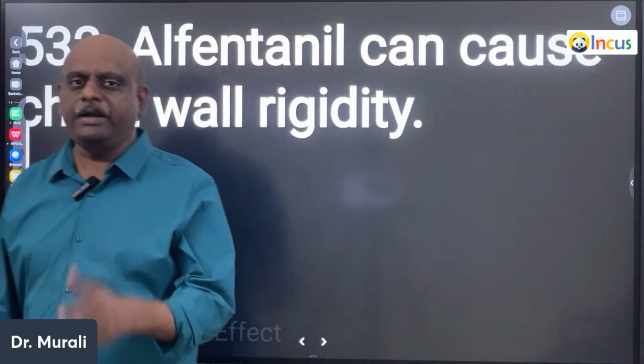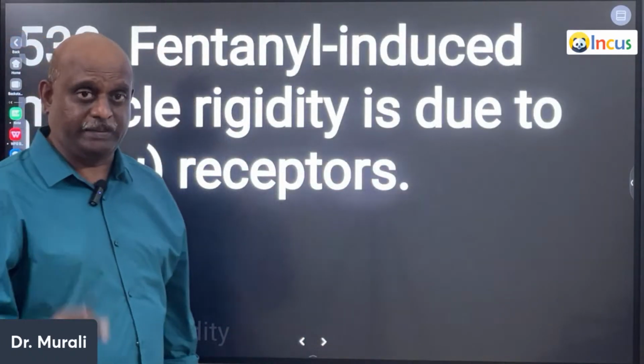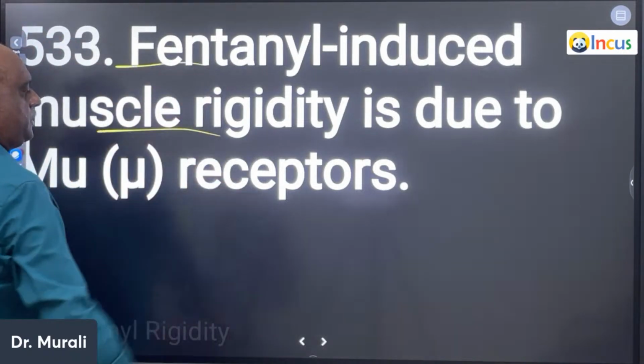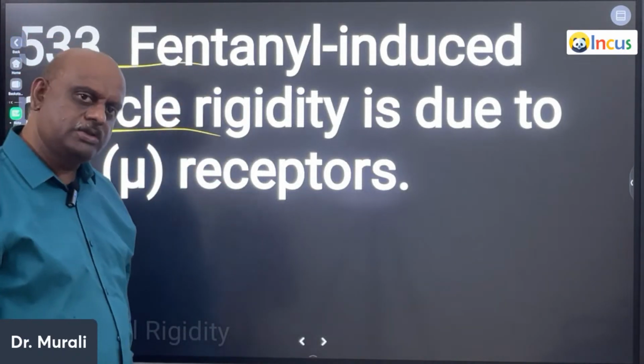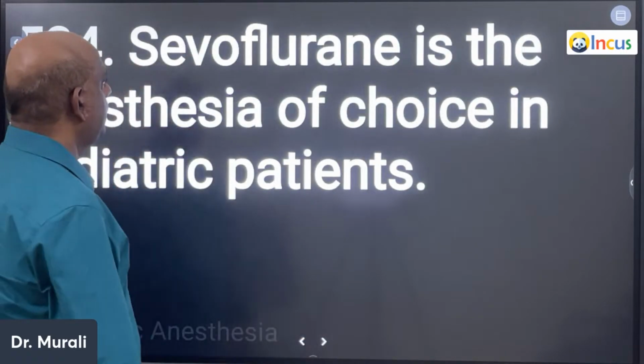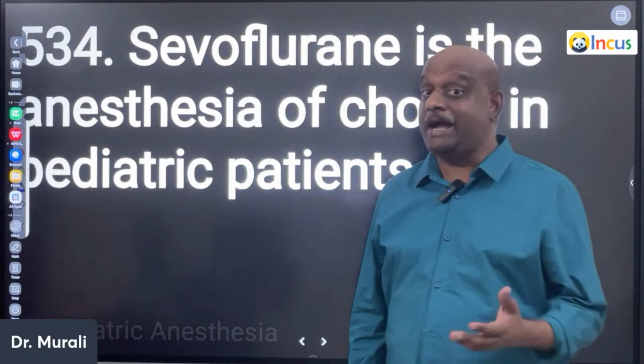Alfentanil causes chest wall rigidity through mu receptors. Fentanyl induced muscle rigidity also is because of mu receptors. Sevoflurane is the agent of choice in pediatric patients.